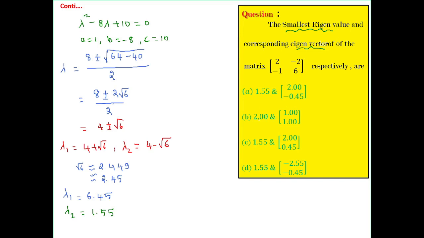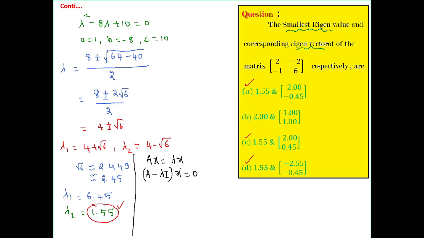So what is the smallest eigenvalue? Look at 1.55; in the options it is given, 1.55 is in D. Compulsorily we need to compute the eigenvector. This is our smallest eigenvalue, 1.55, and with respect to this we have to compute the eigenvector. How do we get the eigenvector corresponding to lambda 2? By using the equation Ax equals lambda x, bring lambda x to the LHS, so (A minus lambda I) into x is equal to the null matrix. We have to solve this.